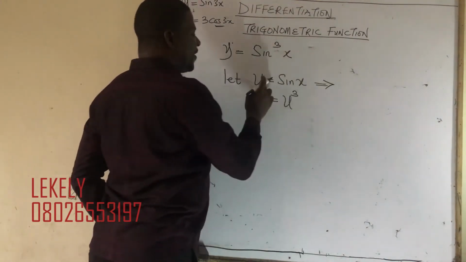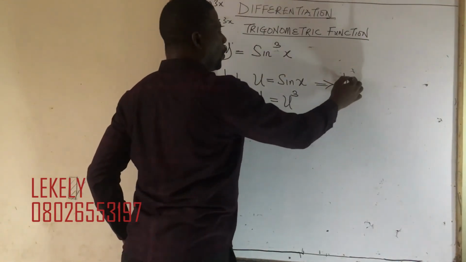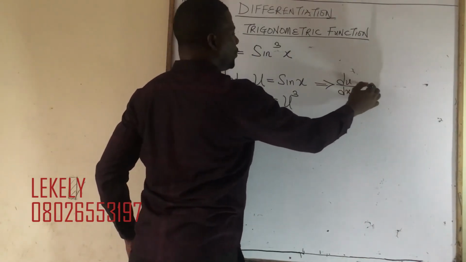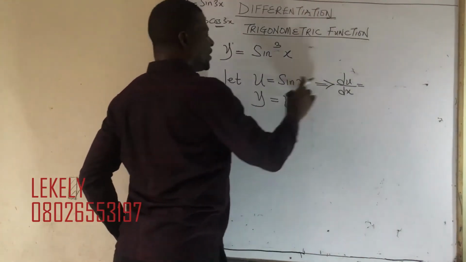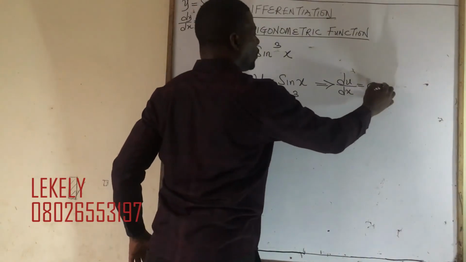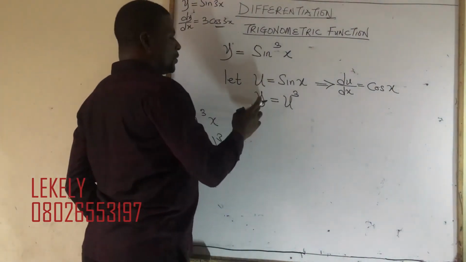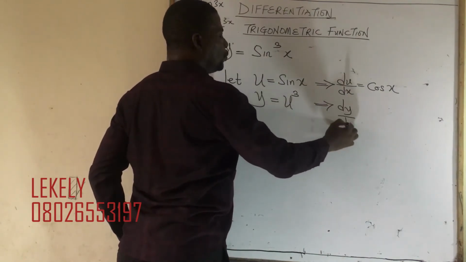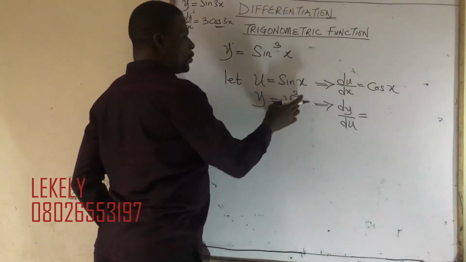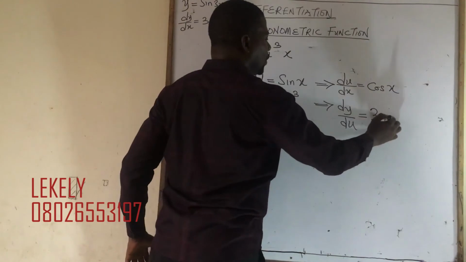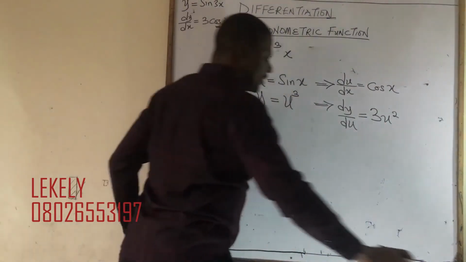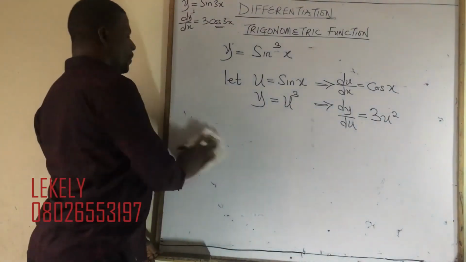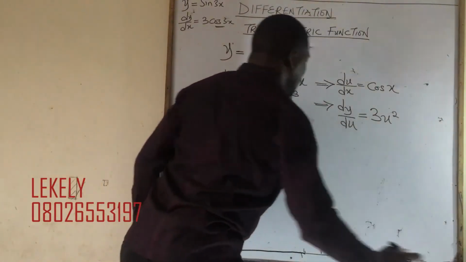So from here, I have the letters u and x. What will be my du/dx? If you differentiate sine x, it will give you cos x. Then I have the letters y and u here, so let me find dy/du. If you differentiate u raised to power 3, of course, that will give you 3u squared. You see that? Your normal differentiation.